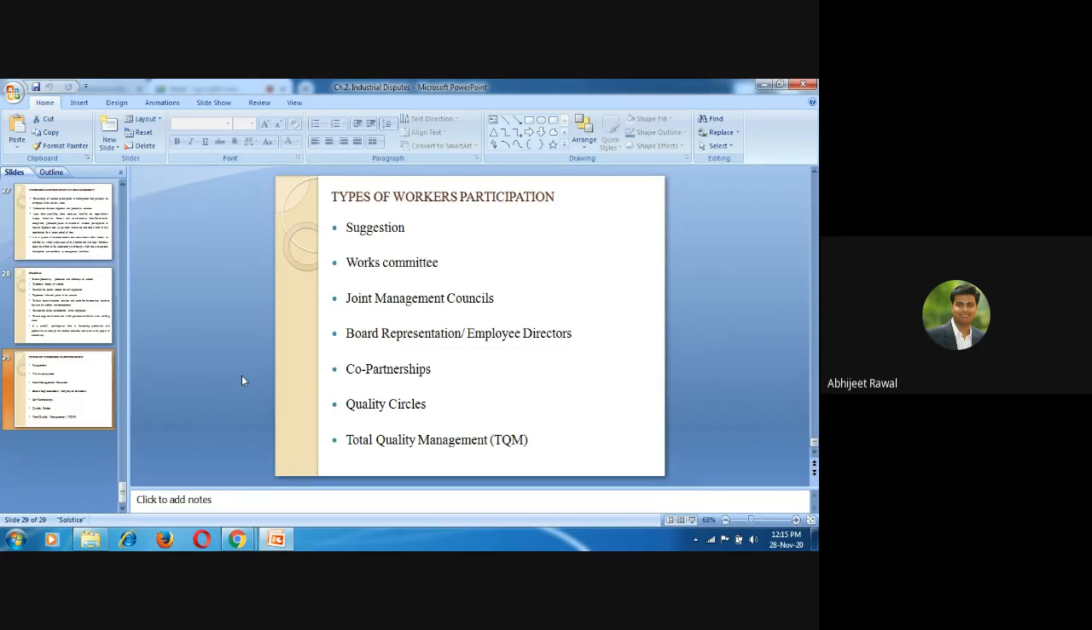Then you have co-partnership. In co-partnership, the employees are given the opportunity to purchase the shares. When you purchase the shares of an organization, you become one of the owners of the company. Now the organization gives the liberty to purchase the shares in installment form, or they also provide a loan facility. You can purchase the shares through a good amount of loan in an organization.